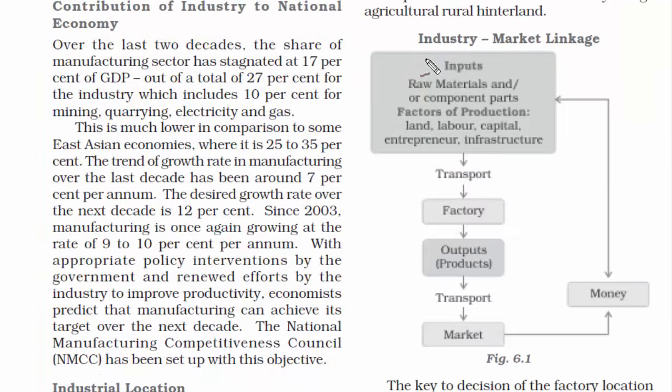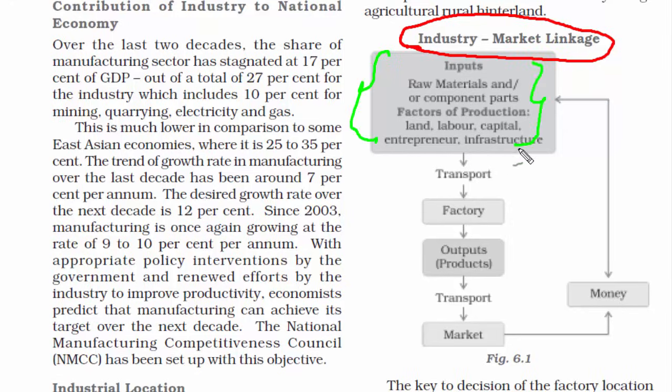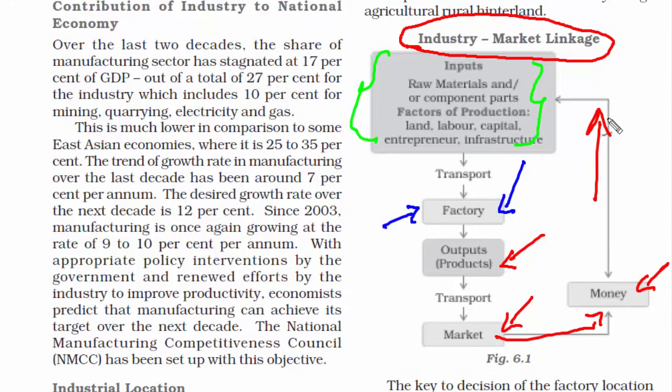Now let's quickly understand this figure, which tells us the industry-market linkage. To set up an industry, we need all these inputs: the raw materials, then labor, capital, infrastructure, etc. All of these inputs have to be transported to the factory, which is a brick and mortar place. Then from the factory comes the output, meaning the product that has been produced. That product goes to the market, where people buy it by paying a certain amount, so that the industry again restarts the production of that product.